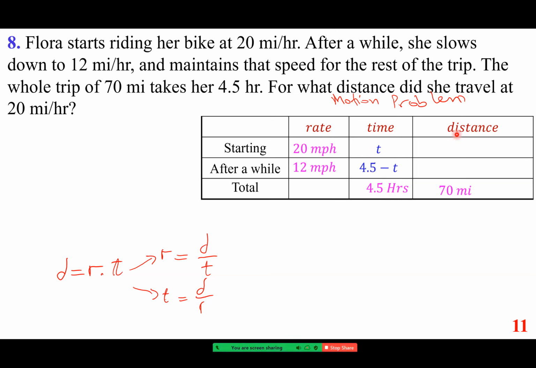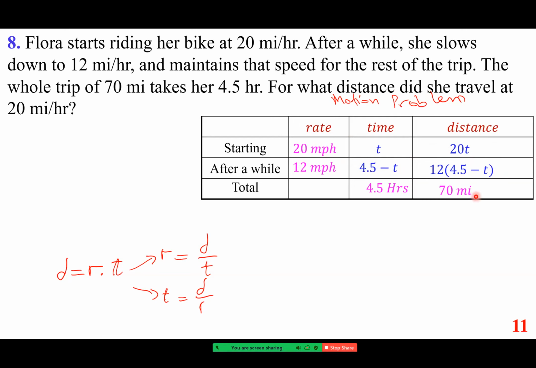D is R times T. So if we multiply these two, gives us the distance here. If we multiply these two, gives us the distance here. So the first one, 20t. The second one, 12 times (4.5 minus t). And this distance plus this distance gives us the total of 70 miles. This gives us the equation.